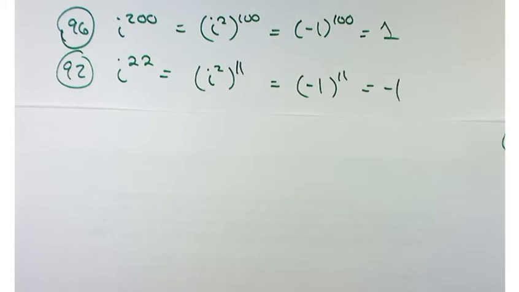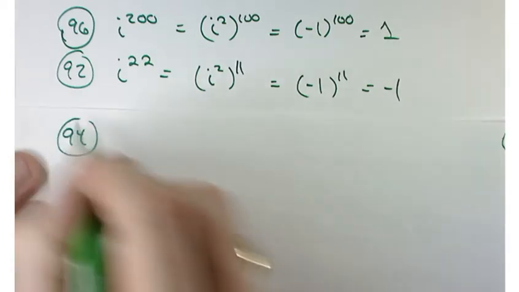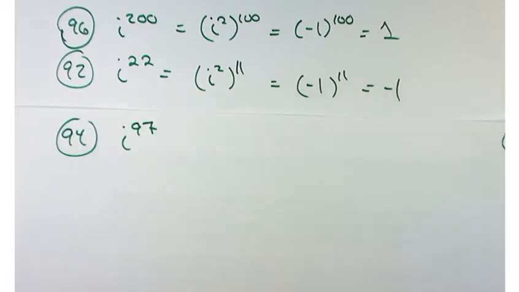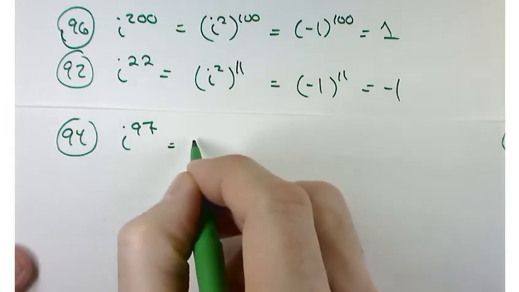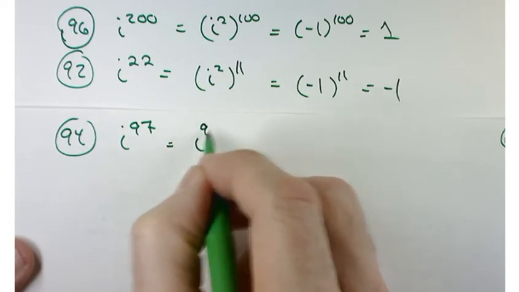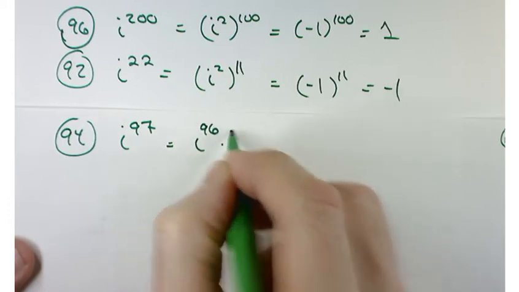Problem number 94, i to the 97th power. Uh-oh. There's a problem here. 97 isn't a nice even number, is it? How annoying. How rude. So here's the trick. It almost feels like a teenager's way of getting around something that the parents told them to do.